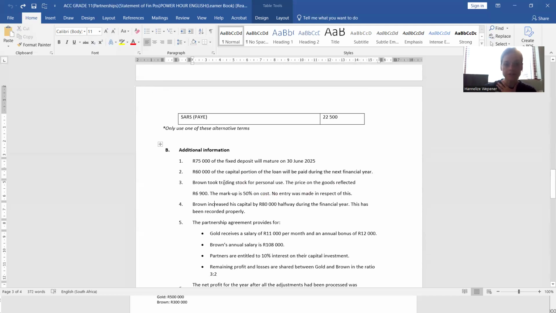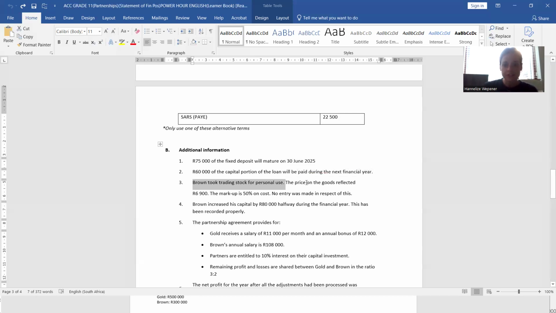Then Brown took stock for personal use. So whenever one of the partners takes something for personal use, it has to be debited to their individual drawings account. It's very important that you take it to the specific partner's account. If, for instance, we ask you to do the accounting equation, then you have to indicate that it's drawings, Brown. You can't just say drawings anymore.